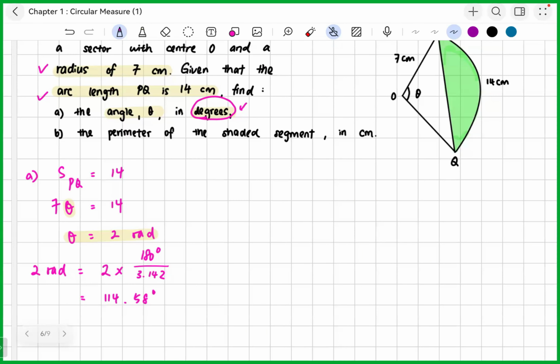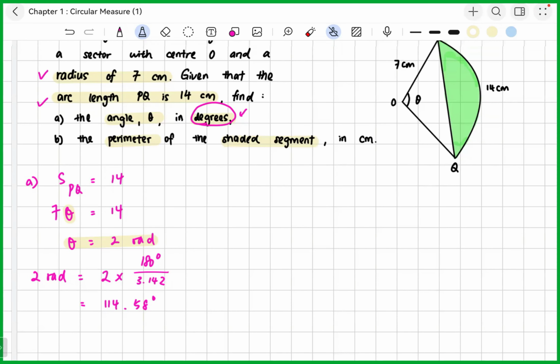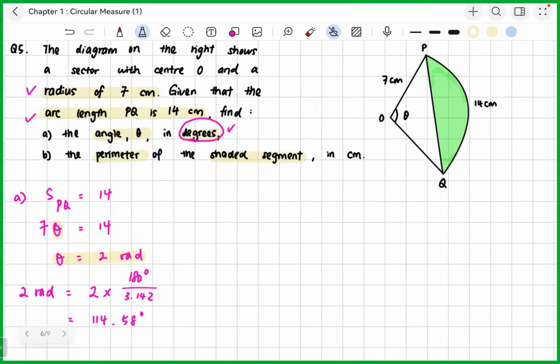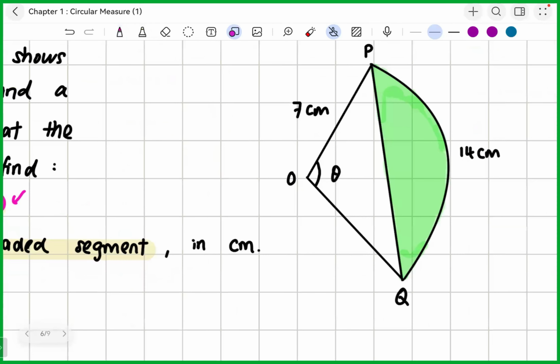Okay, done. Next, we have to find the perimeter of the shaded segment. So segment is actually the region that I highlighted using green color. So what is the perimeter of the shaded segment, which means the line that I shaded with pink color here. Okay, so you need to find the total length of the pink color line.